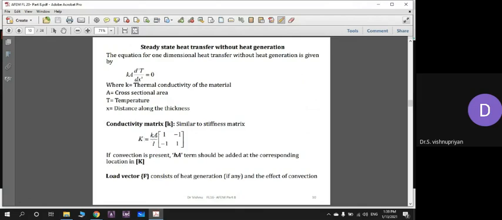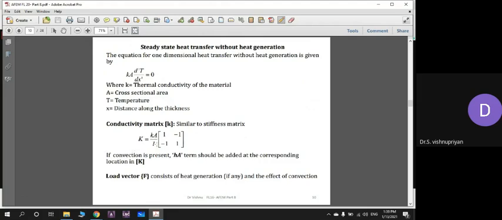This is given by K A over L times the matrix [1 -1; -1 1]. If you remember the stiffness matrix of a bar, which is A E over L times [1 -1; -1 1], this has close resemblance with that matrix. The only difference is that here, instead of E in a bar element, we have K, which is conductivity.